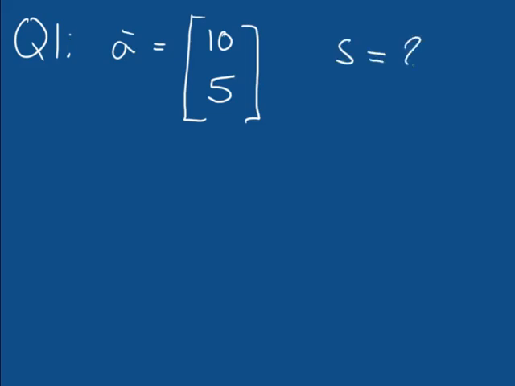So the first question I'm going to set, I'm going to give you a vector. That vector is going to be A, and it's going to have the components 10 and 5. And I'm going to give you a scalar, and that scalar is going to be 2. So what I'd like you to do is calculate the result of s times a.